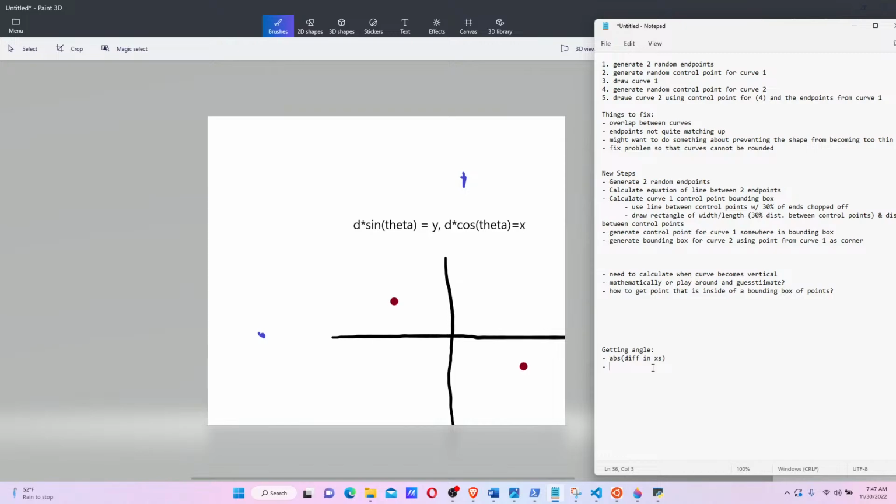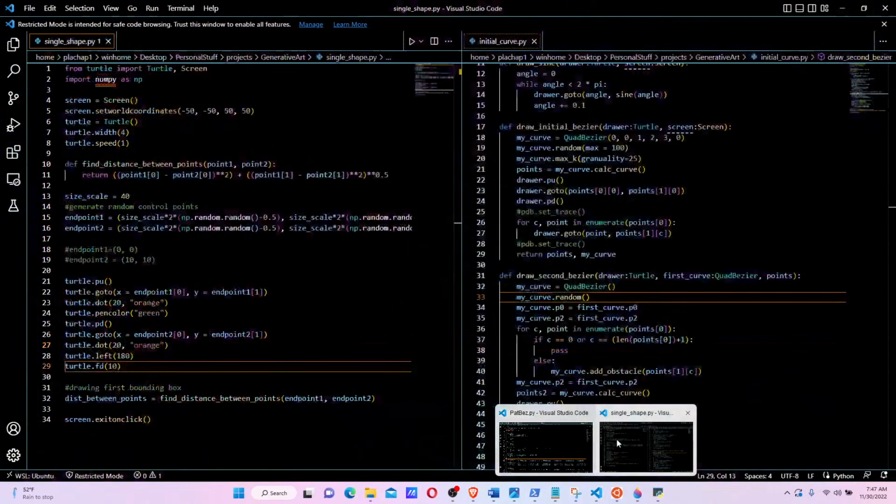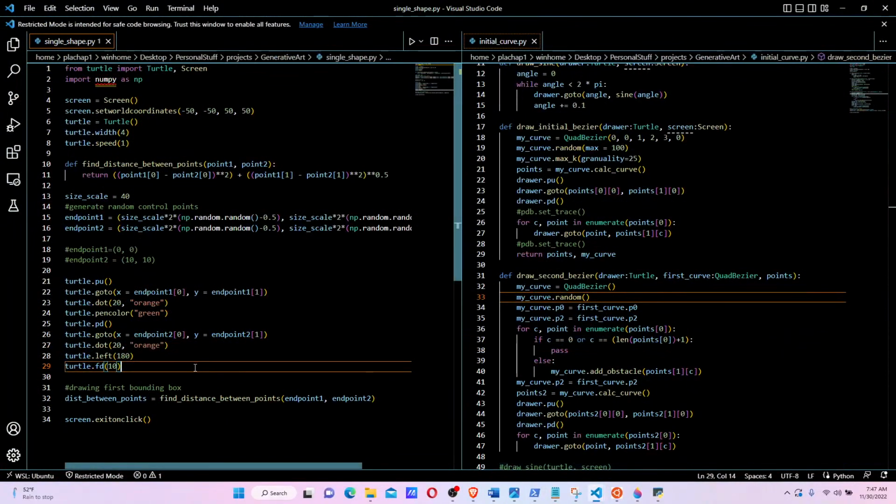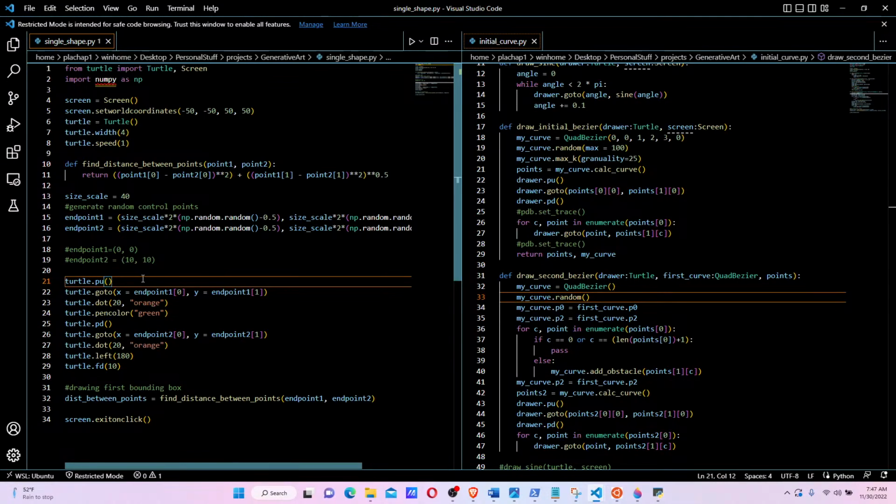Oh man, this is confusing. How to get the angle? So yeah, just say, I think I could do it this way. So, don't want to go left 180.